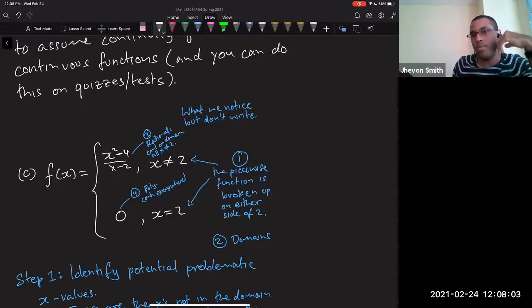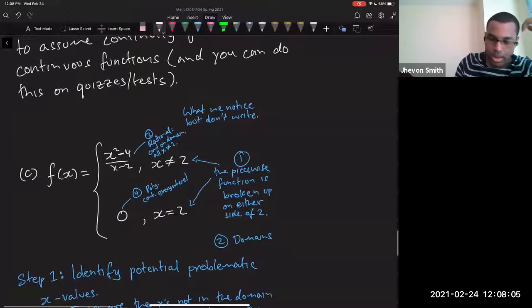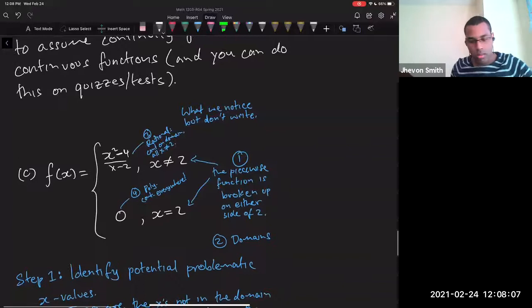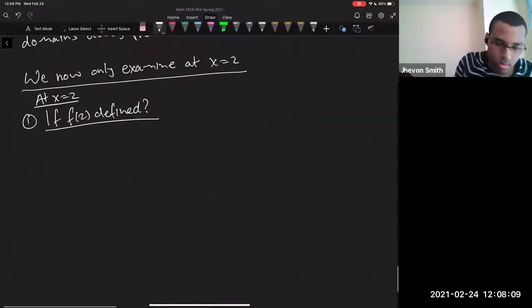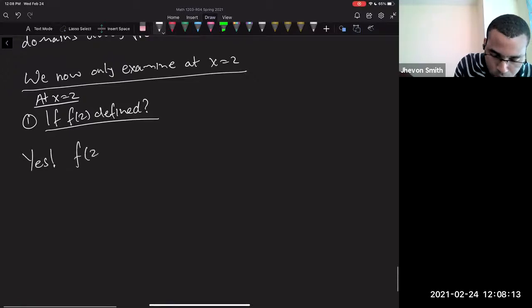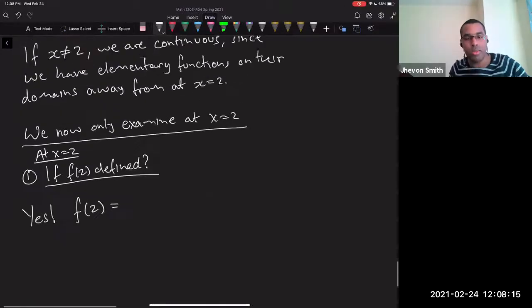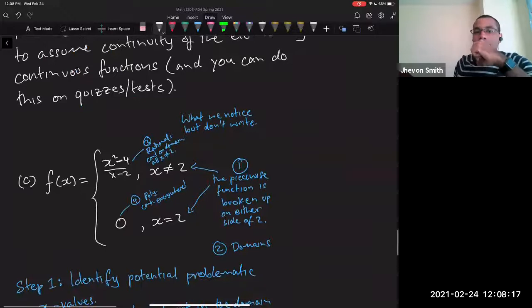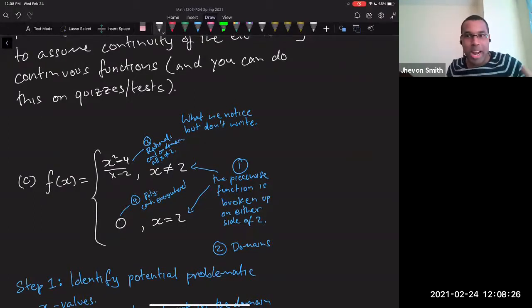Because it is defined, right? Like if I plug in, it's actually yes, because f of 2, I can actually find that value. What is f of 2? Oh, right, it's 0. It's 0. Yeah. You need to remember, the assumption is you guys remember how to read piecewise functions, right?